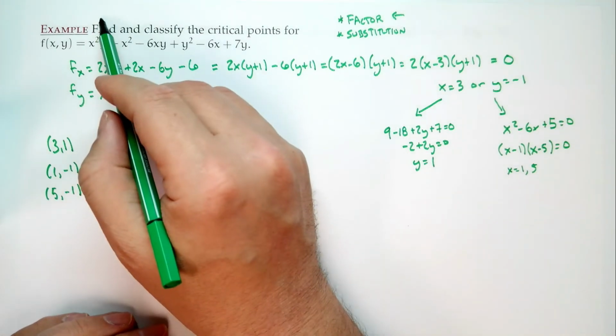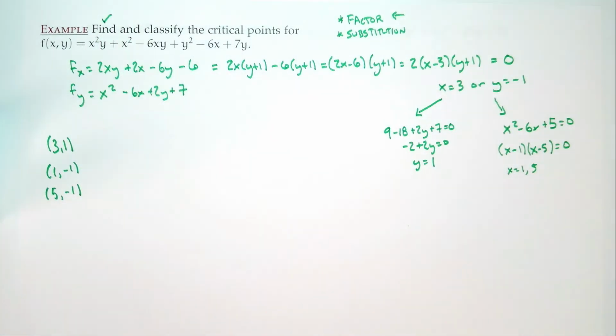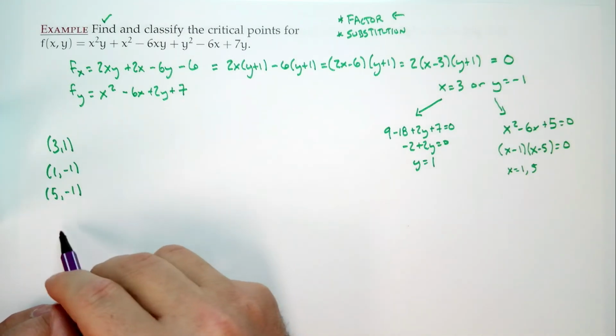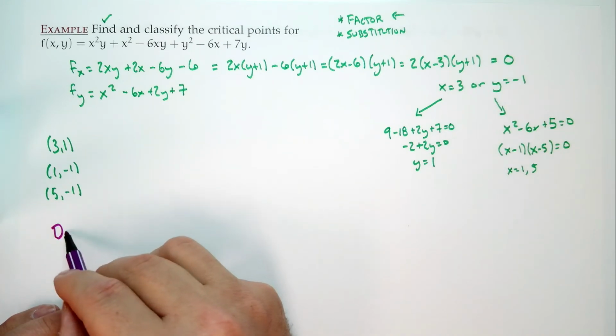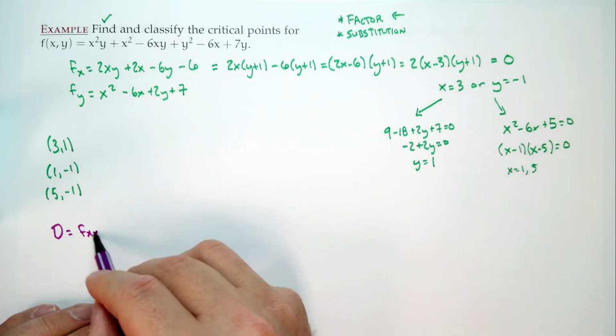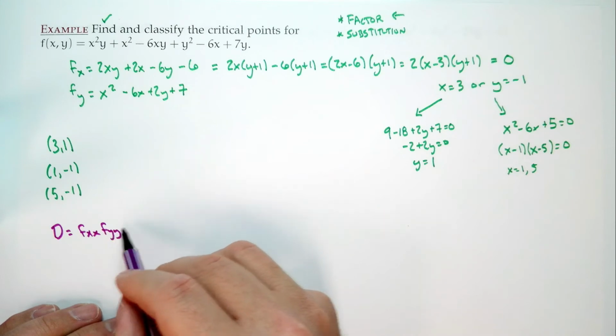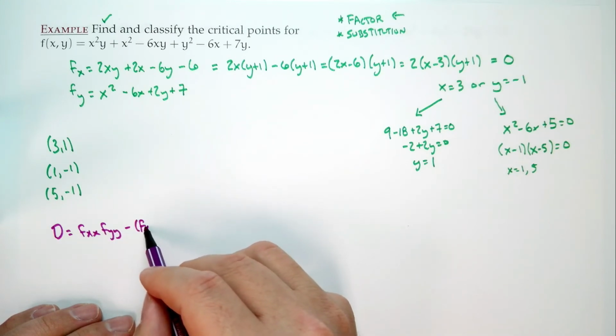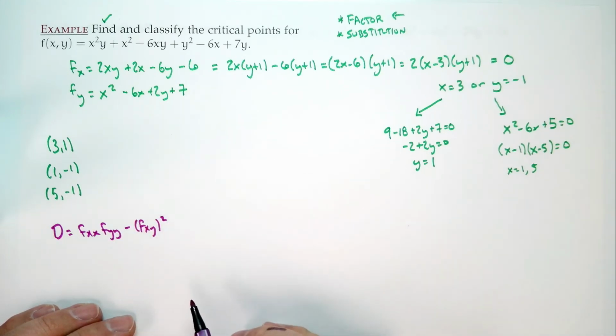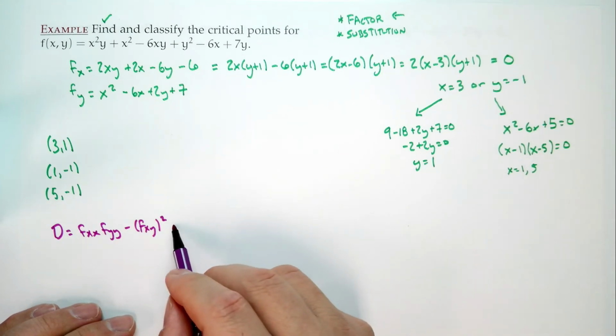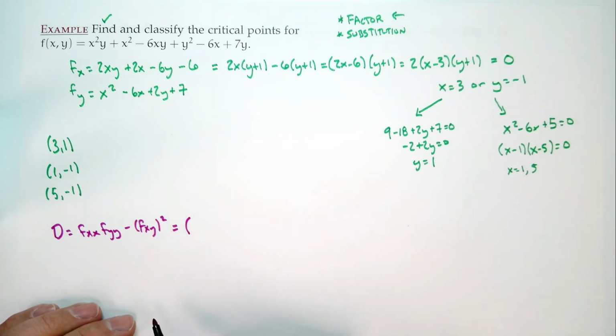So we've done the find. Well, after you find, the next stage is to classify. So to classify, make sure you take your derivatives that you need. So we need to have our d, which is fxx times fyy minus fxy squared. Now one thing you can do is you can just do them right away. Put them in the same expression.